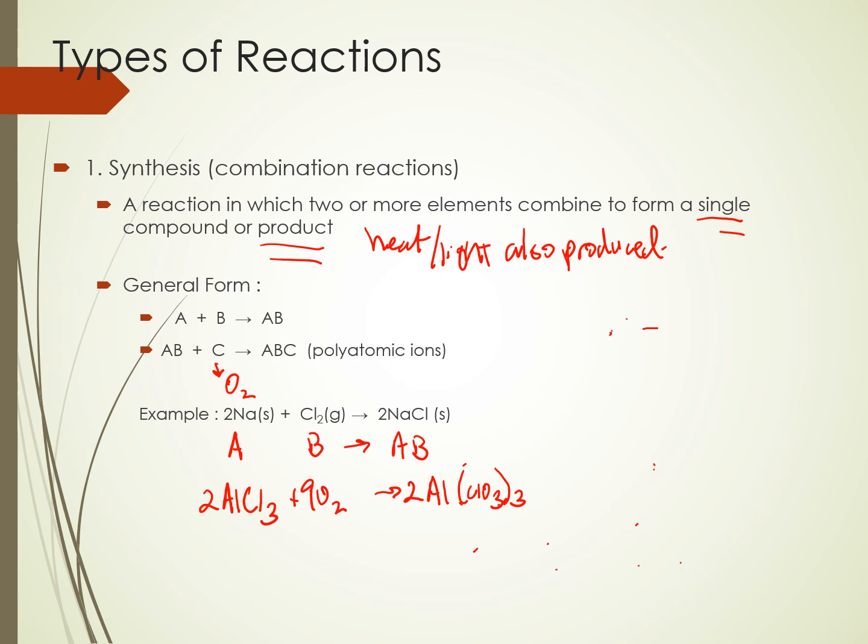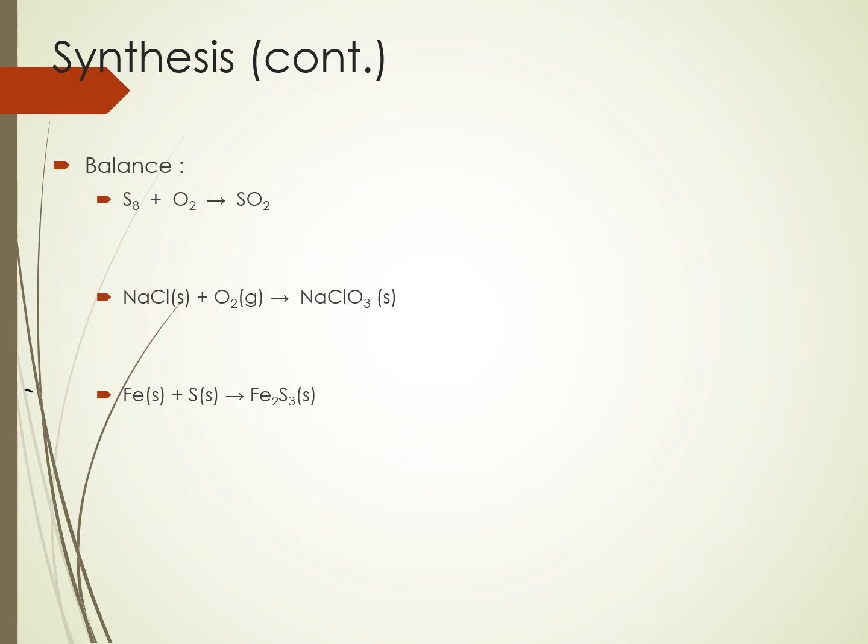Now, in terms of looking at the general form, I have a compound, AB. I'm reacting that with element C, which would be the oxygen, and then it's going to form a compound, ABC. So I'd have the aluminum chlorate as that compound. So you can use that as a means to identify the synthesis reactions. Okay, so let's go ahead and balance a few equations here.